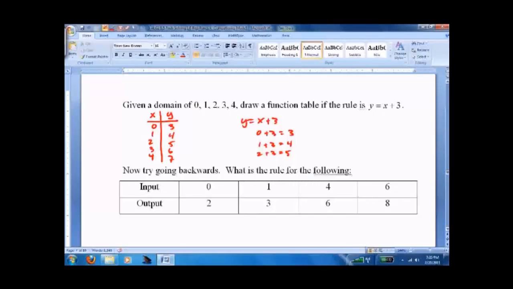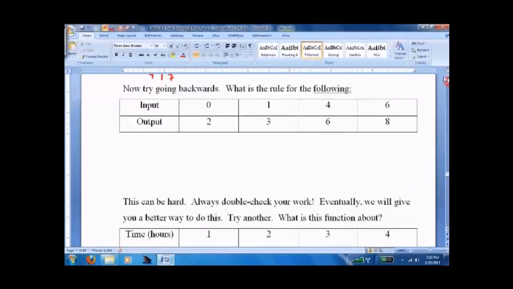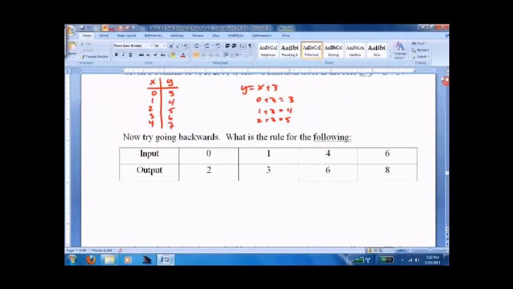Now we're going backwards. What's the rule for the following? And this is a lot trickier. And don't worry if you don't quite get it, because we'll come up to better ways to do it in the future. Input is 0, we get 2 out, so that's 2 more. Input is 1, we get 3 out, that's 2 more. Input is 4, we get 6 out, that's 2 more. Input is 6, we get 8 out, that's 2 more. So I'm going to guess that we get x plus 2. And let's check it out.